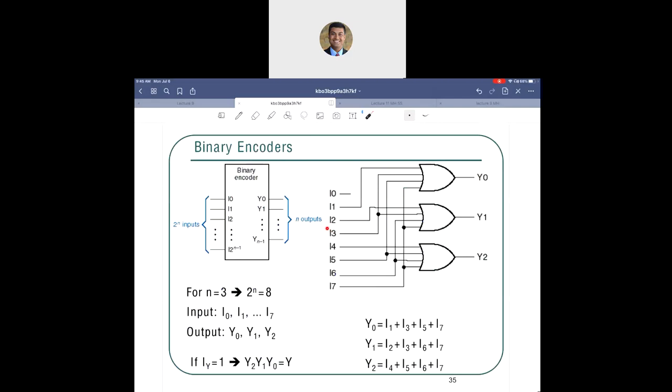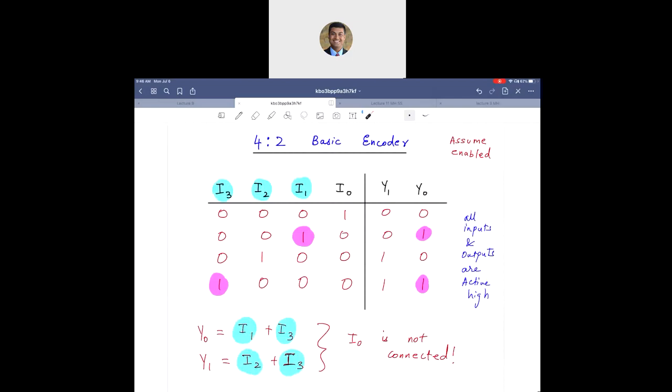The outputs are simply n outputs. And when we were doing this for the 4 to 2 case, we got some expressions, and that's for the basic encoder. There's also a basic encoder here. This is an 8 to 3 basic encoder. Those are my 8 inputs. Those are my 3 outputs, Y0, Y1, Y2. And because it is based off of a table, let us take a look at the basic encoder. What did we have here?